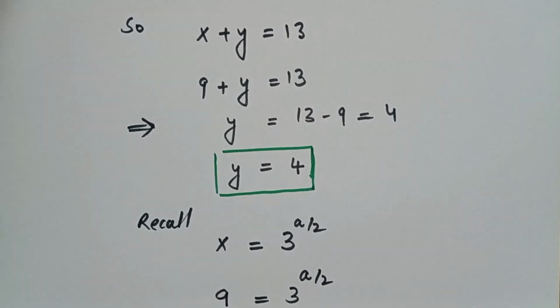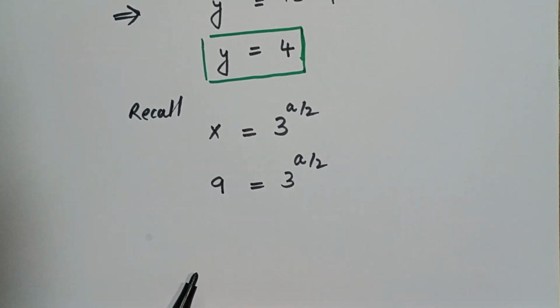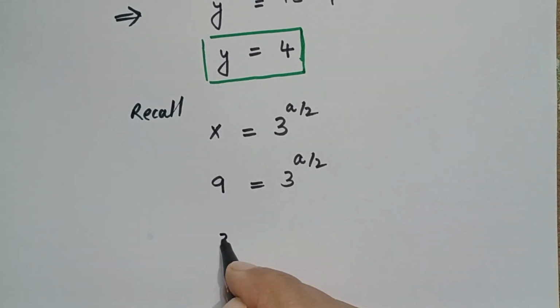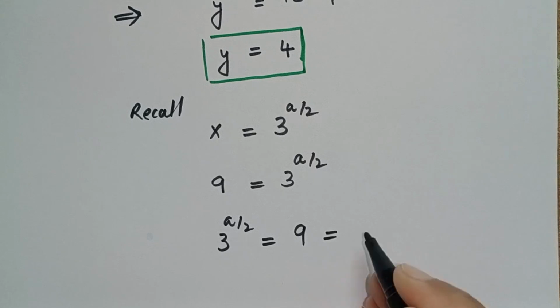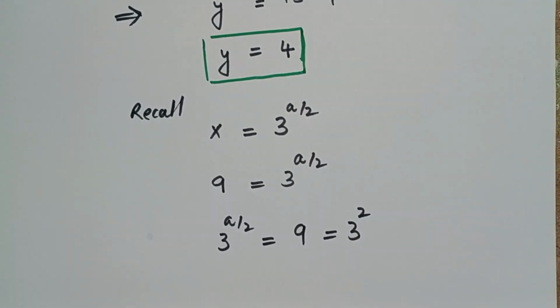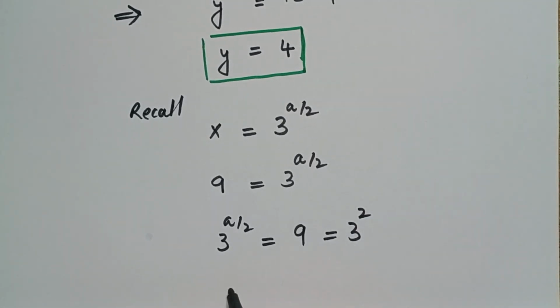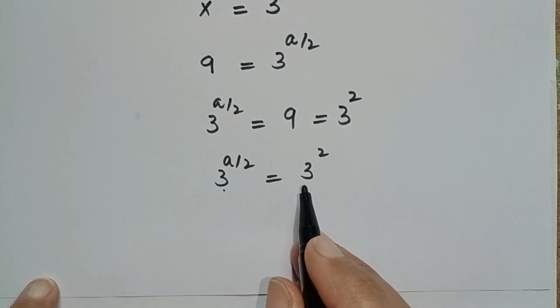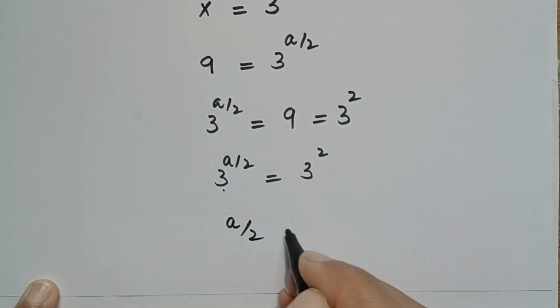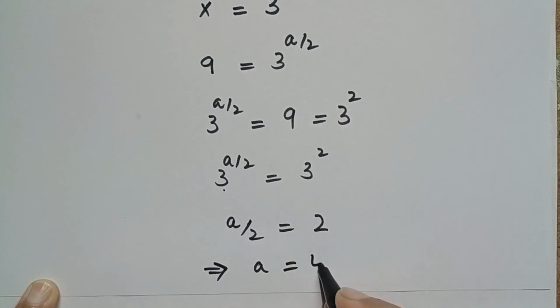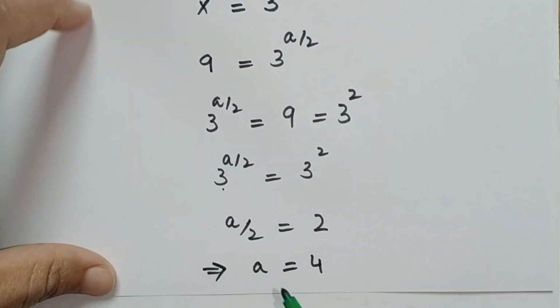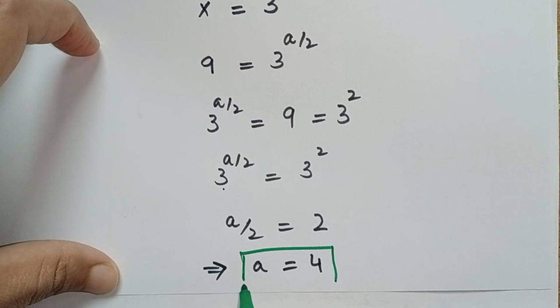Now we can arrange this expression. We can write 3 to the power a over 2 on the left hand side and 9 on the right hand side. 9 can be written as 3 to the power 2. So in the next step, 3 to the power a over 2 is equal to 3 to the power 2. Because bases are same, we can compare their powers. So a by 2 is equal to 2, and we will bring 2 from left hand side to right hand side. It will give 4. a is equal to 4. So the value of a is equal to 4.